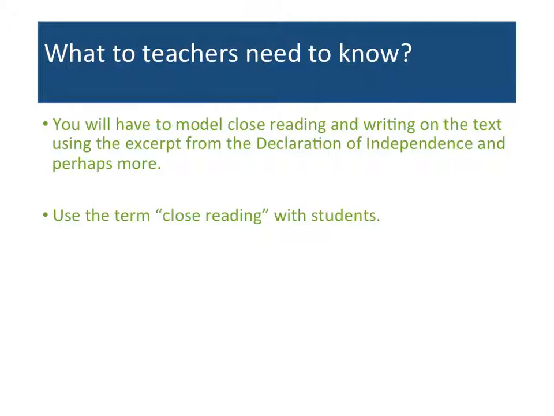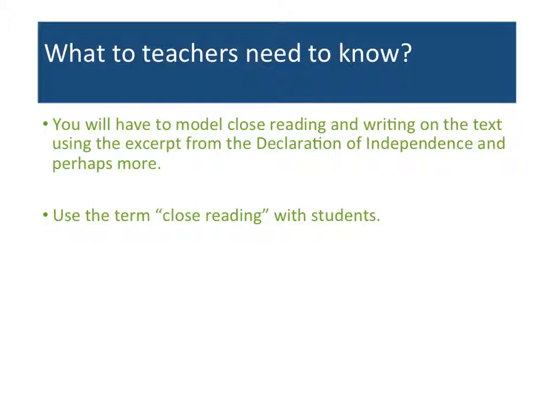One of the things they're going to be doing is something that we call close reading. This is reading the text carefully for particular historical purposes. And you might have to model this, especially if students aren't used to reading very carefully or reading in their history classes. And you're also going to have to model writing on the text. So in the teacher's guide, there is an excerpt from the Declaration of Independence, and this you can use to help students learn to read carefully and to annotate what they read.